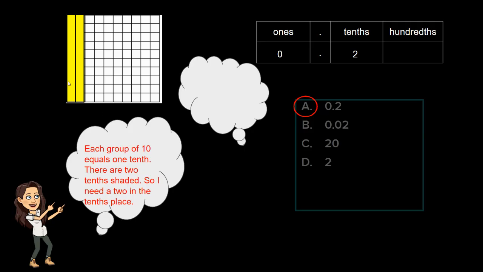Each group of 10 equals 1/10. So I just changed those 10 into a tenth. So now I have 2 tenths. If I put a 2 in the tenths place, 0.2, choice A was the correct answer. Choice B shows 2 hundredths, choice C is 20, and choice D is 2.